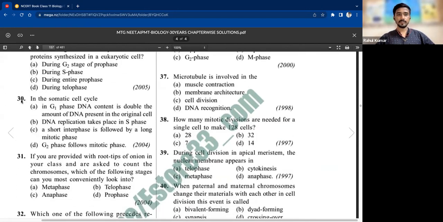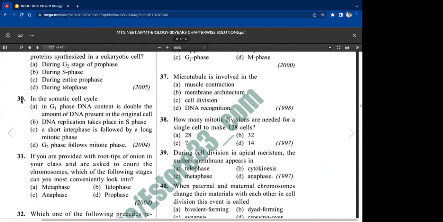Okay, question number 30. Quick. This is in somatic cell cycle. A, in G1 phase DNA content is double the amount of DNA present in the original cell. B, DNA replication takes place in S phase. C, a short interphase is followed by a long mitotic phase. D, G2 phase follows mitotic phase. And what do you think is the right answer?